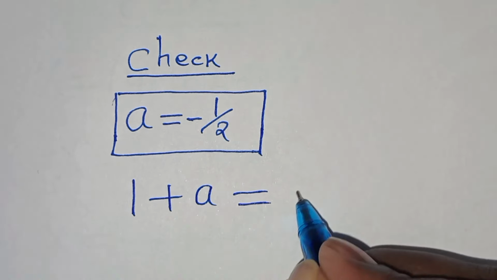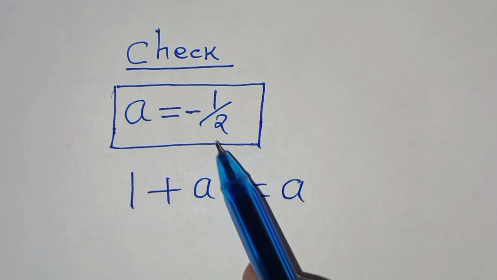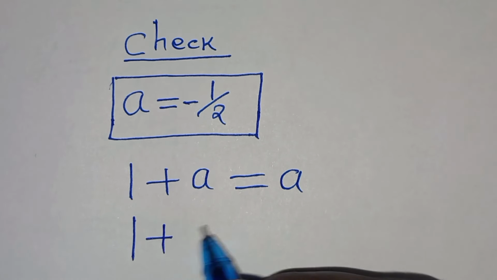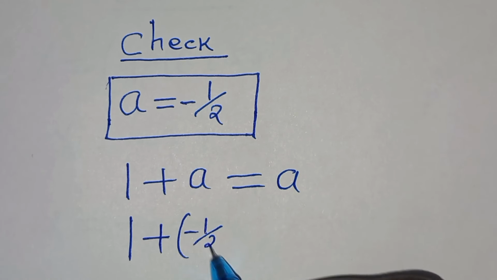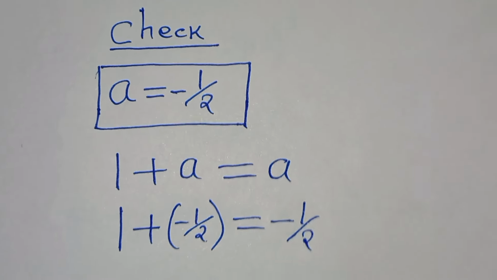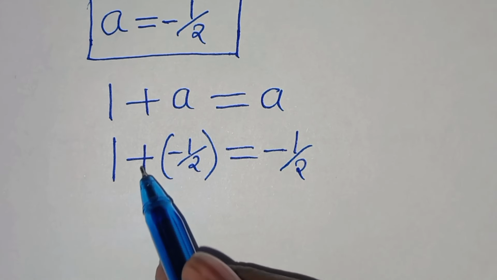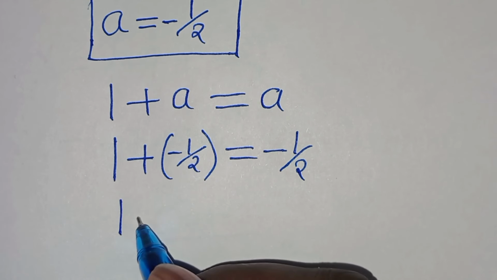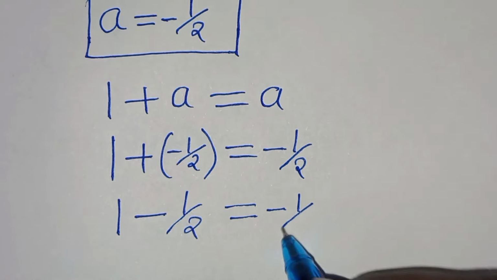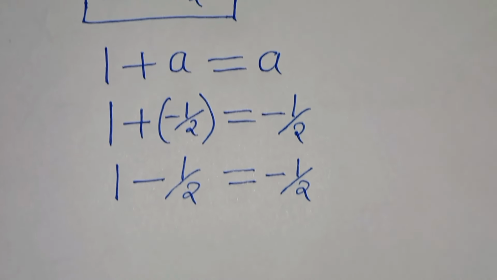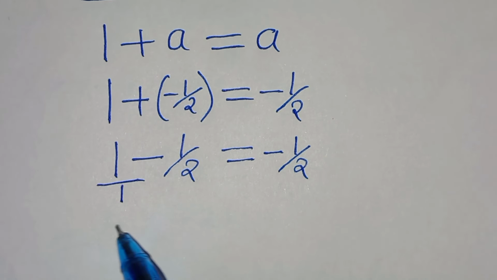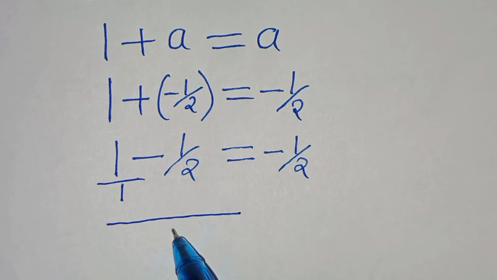Now let's check if a, which is minus a half, satisfies the equation, which is 1 plus a. This is supposed to give us a value of a. Substituting a, which is minus a half, this means we have 1 plus minus a half. Now, plus times minus a half, this is the same thing as minus 1 over 2. Now, 1 is a whole number, so this is over 1. So we have the LCM here equal to 2.